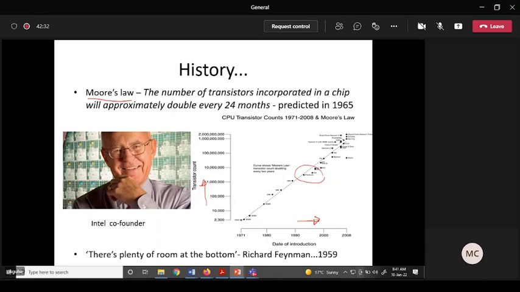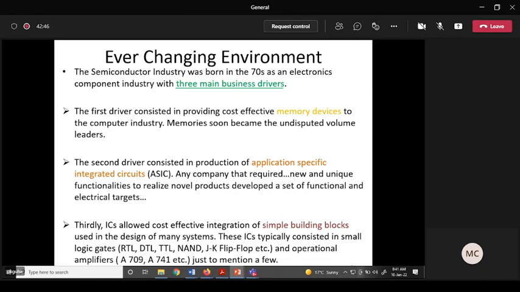Now, so this was a very important statement, which basically improves the electronic industry immensely. Let's discuss this in this direction a little bit more, so that we can understand the IC roadmap a little better. So the electronic industry, which we are seeing now, sort of started around the 1970s with three main business drivers.